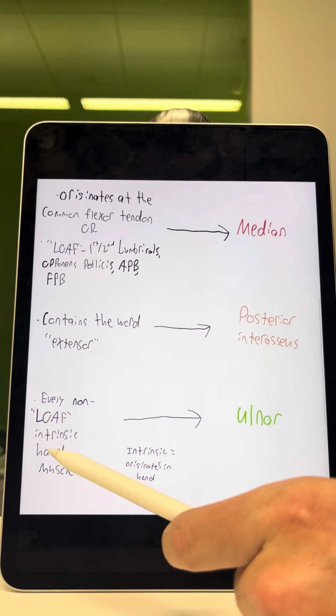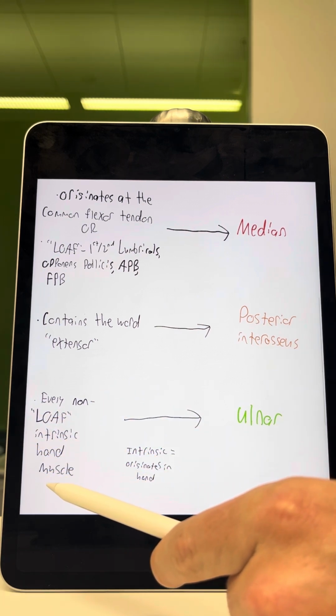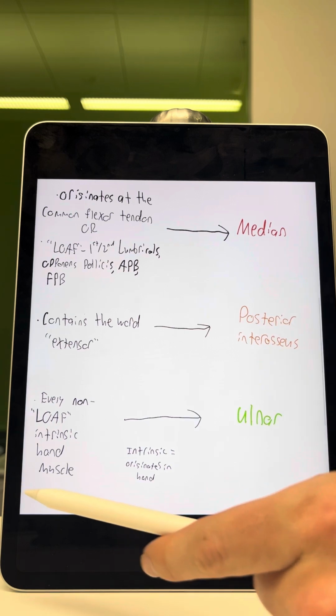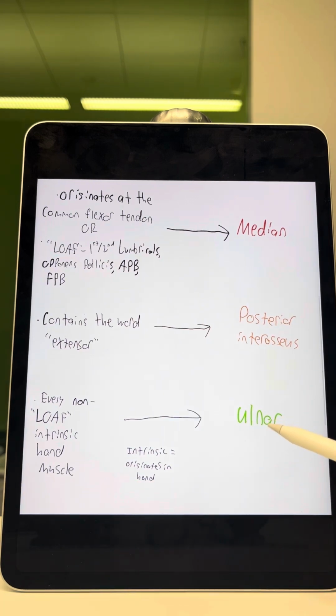if there is any intrinsic muscle of the hand that is not innervated by the LOAF acronym that we established earlier, that is the ulnar nerve. So the ulnar side lumbricals, palmar or dorsal interossei, all of the intrinsic hand muscles are innervated by the ulnar nerve.